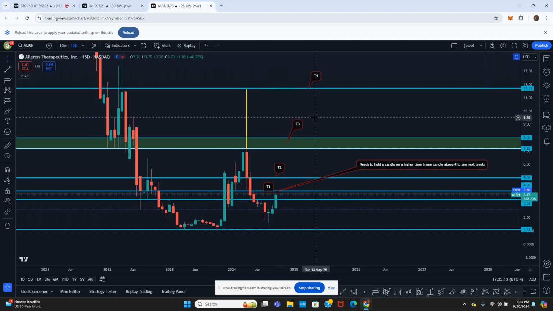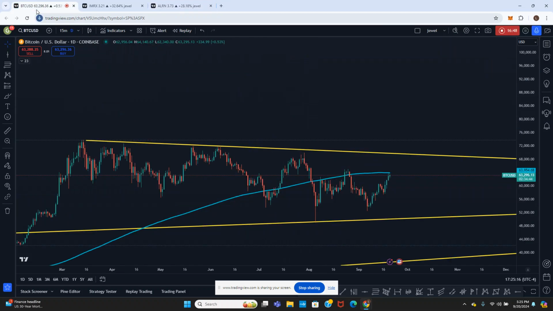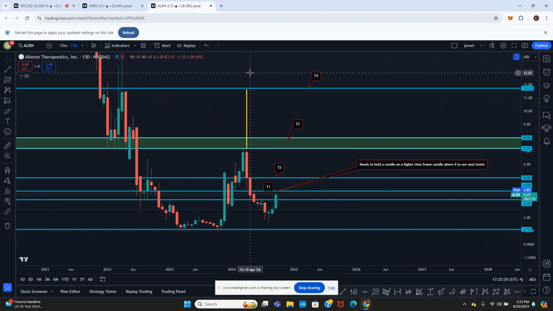Here's another one. I'll see how much time I've got left, guys. Okay, I've got some time. So we've got ALRN. This stock, you can see what I wrote on here, needs to hold a candle on a higher time frame above 4 to see next levels. I wrote candle twice. I don't know why. It's just my eyeballs. So then I've got my targets.